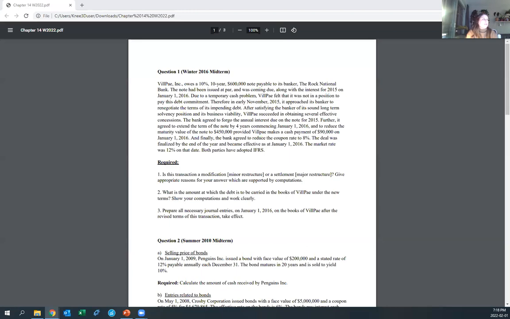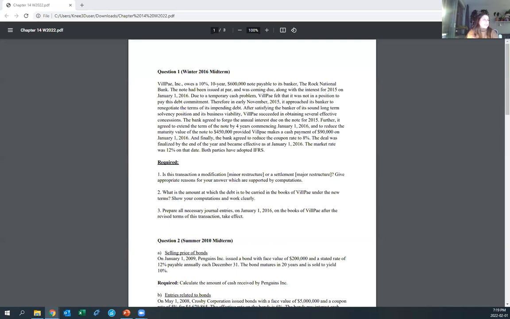concessions. The bank agreed to forego the annual interest due on the note for 2015. Further, it agreed to extend the terms of the note by 4 years, commencing January 1st, 2016, and to reduce the maturity value of the note to $450,000, provided VilPay makes the cash payment of $90,000 on January 1st, 2016. And finally, the bank agreed to reduce the coupon rate to 8%. The deal was finalized by the end of the year and became effective as at January 1st, 2016. The market rate was 12% on that date, and both parties have adopted IFRS.